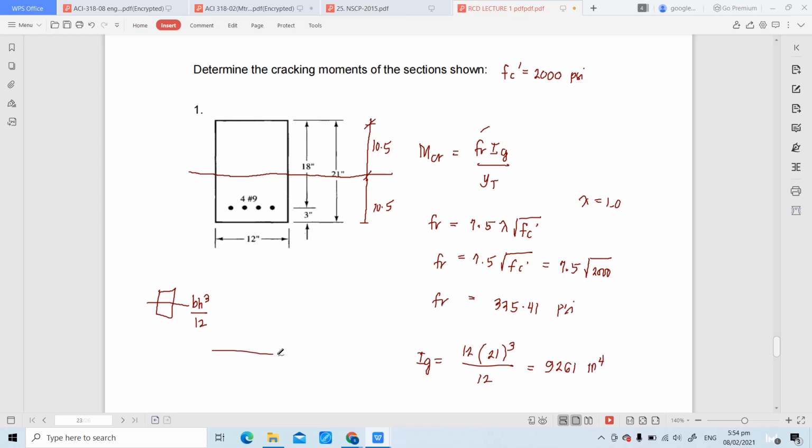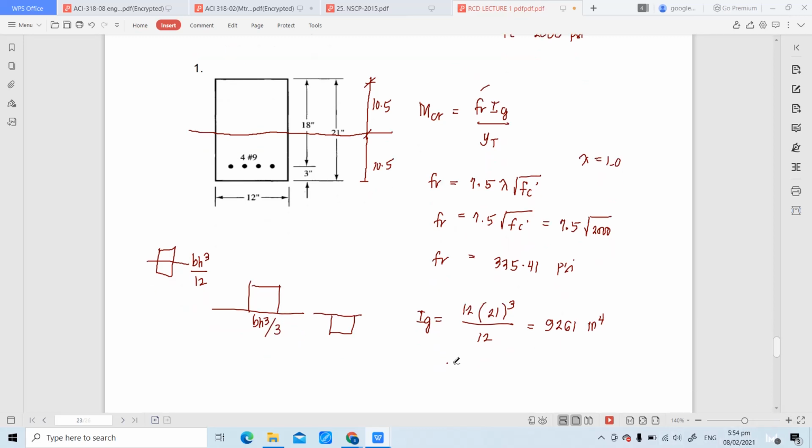Po, pwede nyo rin i-consider yung nasa itaas, no? And then, i-multiply nyo na lang ng 2 yung moment of inertia ng nasa itaas dahil symmetrical tayo. Kung ano yung moment of inertia nung nasa itaas ng neutral axis, yun din yung moment of inertia nung nasa ilalim, dahil parehas lang yung sections natin. Di ba? Pag ganyan, BH cube over 3. If that is the case, that is 2 times BH cube over 3.